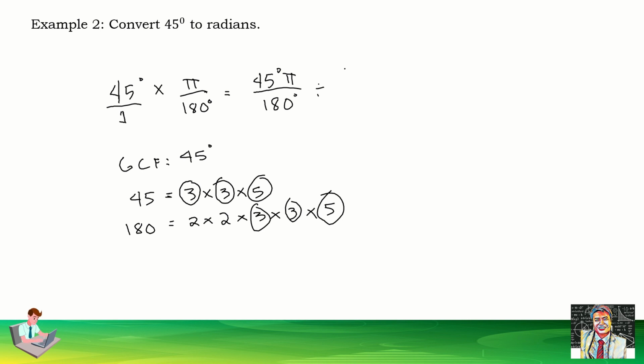So, divide natin both sides by 45 degrees. Okay? 45 degrees divided by 45 degrees, cancel, cancel. Matitira natin is pi. Tama? 180 degrees divided by 45 degrees gives us 4. Okay? So, therefore, 45 degrees is equivalent to pi over 4. Okay, ganun lang siya kadali.